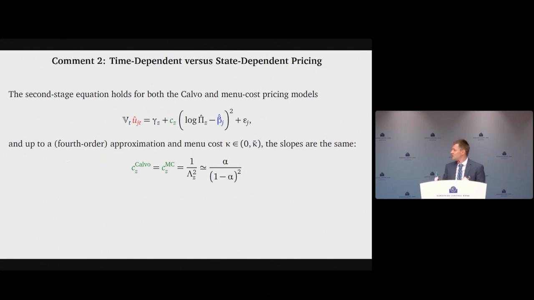My second comment is about distinguishing between time-dependent and state-dependent pricing models. So the interesting result in this paper is that, up to some approximation and for a given value of the parameter kappa, we're going to get exactly the same slope here. Now, this works for kappas in a range from zero, completely flexible prices, to some kappa bar. Kappa here is the menu cost that is positive. And my question is, how large is the kappa for which that approximation holds? Usually, the movement of price dispersion with inflation is much stronger in the Calvo model, because there's no selection effect, than in the menu cost model, because in menu cost models the selection effect is strong. And so it's important to know whether this kappa bar is small, or whether it can be large enough to get this approximation.